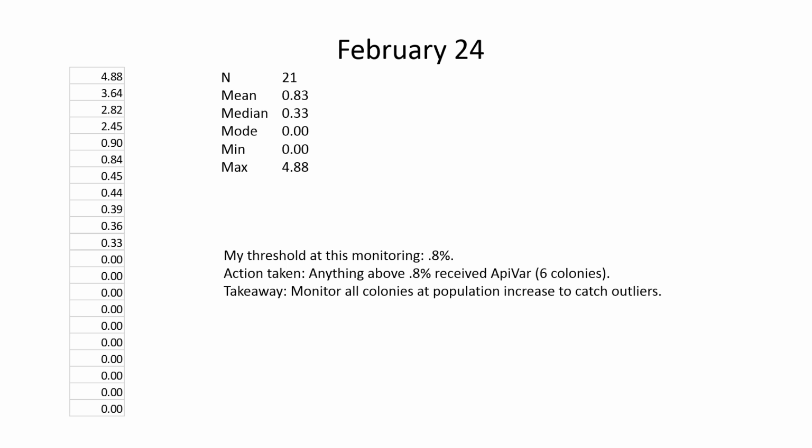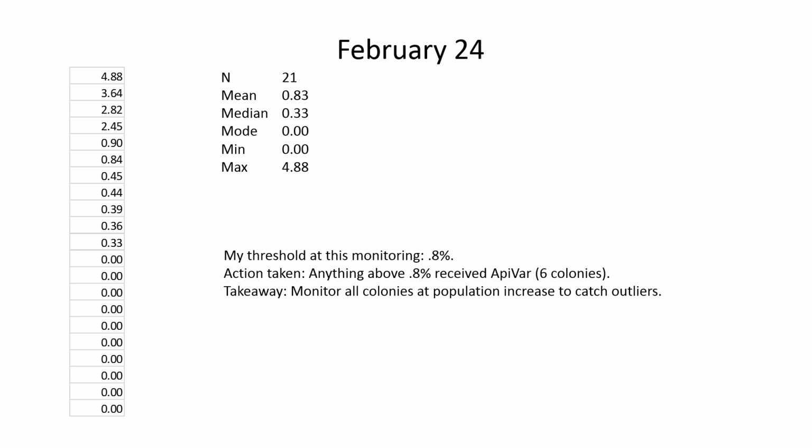The mean, or the average infestation rate, so mites per 100 bees, in February was 0.83 mites per 100 bees. The median, these numbers are ranked from high to low, and I had 21 samples. 0.33 is a number in the middle right here. So I have 10 that are higher than 0.33 and I have 10 that are lower than 0.33. Median is that number that's in the middle.